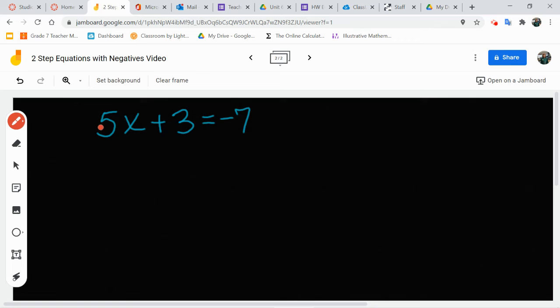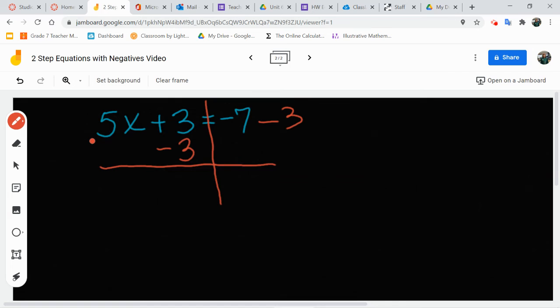This example is 5 times x plus 3 equals negative 7. So again, they started out with a number. What did they do to both sides? They added 3 and multiplied by 5. So we have to undo that math by using the opposite operations to both sides to isolate the variable or the x. Our first step is going to be to do the opposite of addition or subtraction. The opposite of adding 3 is subtracting 3 to both sides.